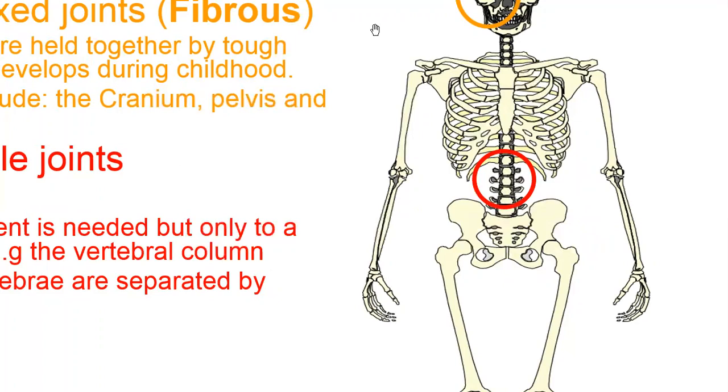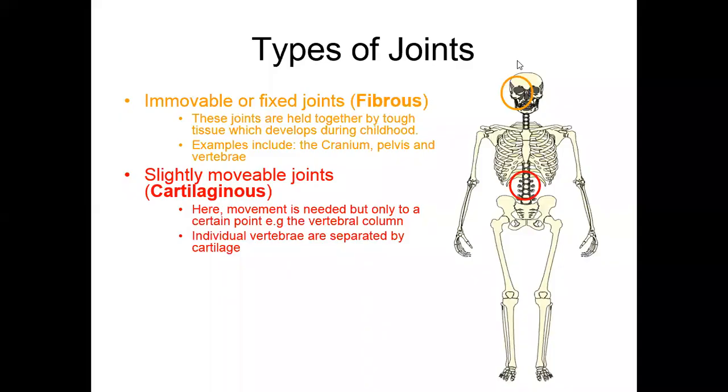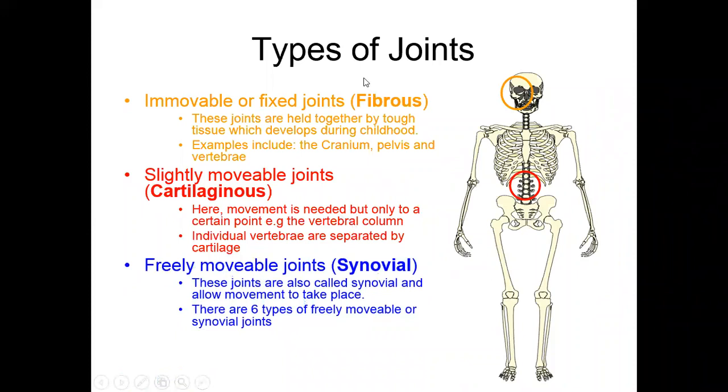And also, we should understand that the other type of joint which we have is called the synovial. That joint can move very well. The first one, which is not movable, is called the fibrous. The other one, which does move slightly, is called the cartilaginous. And the last one, which can move freely, is called the synovial. So these joints are also called synovial and allow movement to take place.